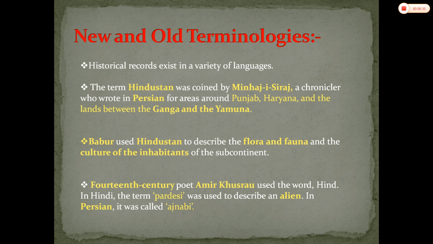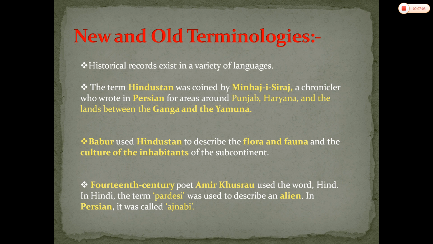But you know very well, nowadays we use this term for the whole country. So, in this way, the meaning of the Hindustan term has also changed, because it was earlier used for Punjab, Haryana, and the land between Ganga and Yamuna. But now we call the whole country Hindustan, the whole north to south, from Jammu and Kashmir to Kanyakumari and even the islands. The whole country is called Hindustan.